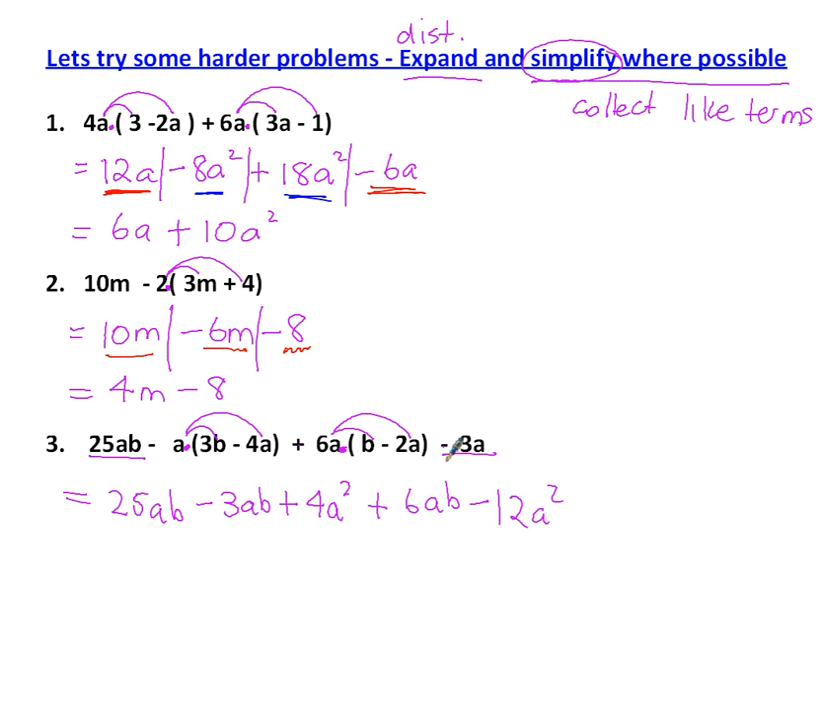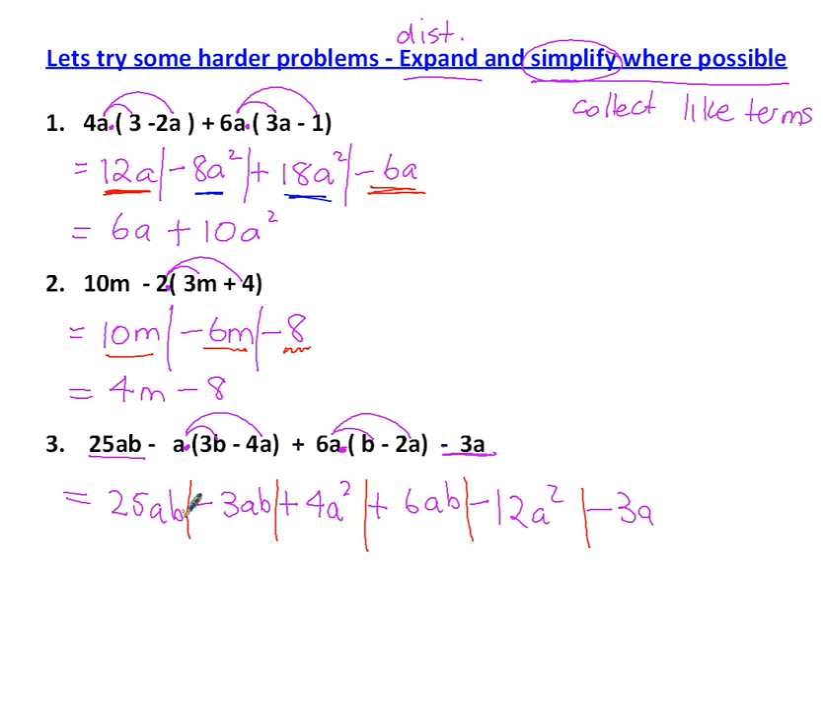And I'm going to bring this down. We haven't done anything with the little negative 3a. Let me bring him down. All right, oh my goodness, too many terms. Let me break them up so I can see it a little bit clearer. There we go. So now let's look for our like terms.